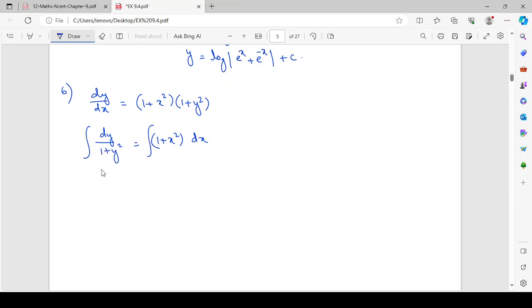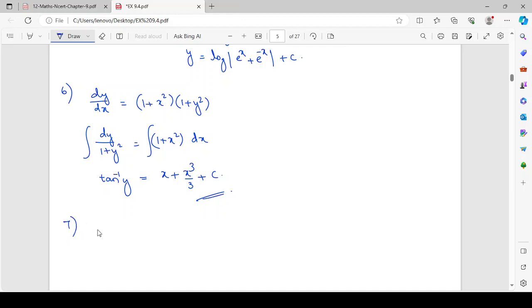The left hand side, integration of 1 by 1 plus y square, is tan inverse y. Be careful, here we have it in terms of y, so we have to write the antiderivative in terms of y itself. And integration of 1 plus x square: integration of 1 dx is x and integration of x square dx is x cube by 3. So this is the required general solution.